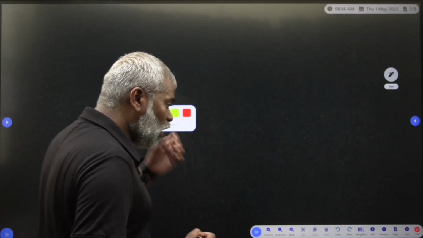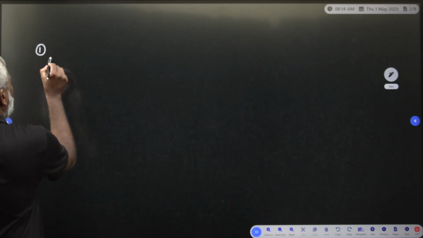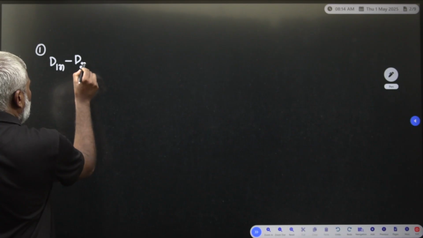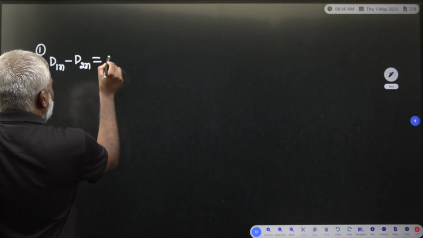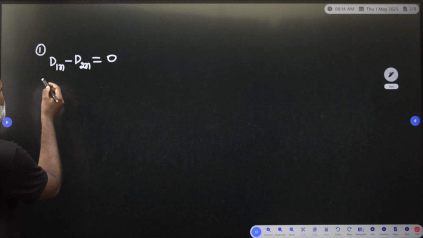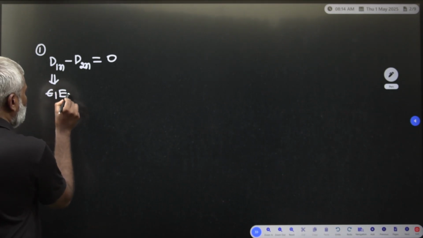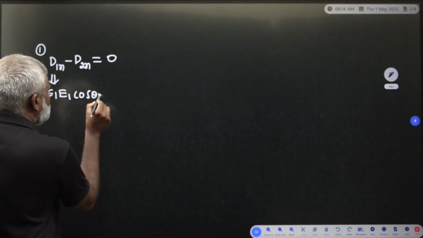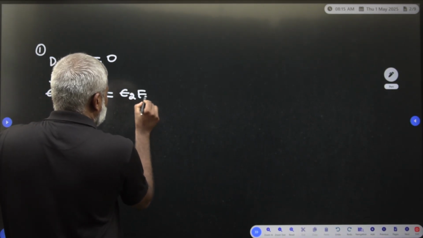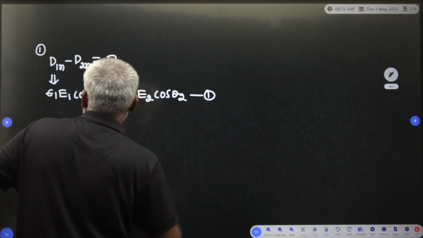We know the boundary conditions of dielectrics. The first boundary condition is that the normal component of D1 minus the normal component of D2 is equal to 0 at the interface of the dielectrics. So you have to write epsilon 1 E1 cos theta 1 equals epsilon 2 E2 cos theta 2. This is equation number 1.